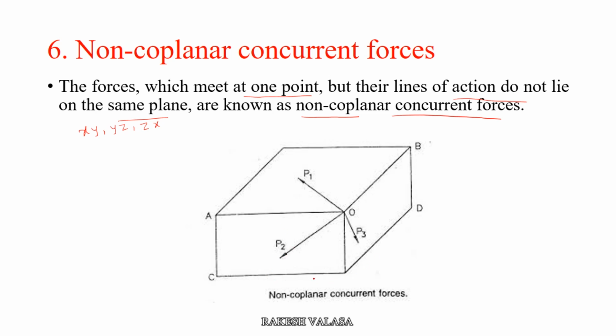Let us take this is the x, this is the y and z. Here P1, P2, P3, these three forces are passing through the point O. But these forces are acting on different planes: the xy plane, yz plane and zx plane. So these types of forces are called non-coplanar concurrent forces. Here the forces are passing through only one point, but acting on different planes.